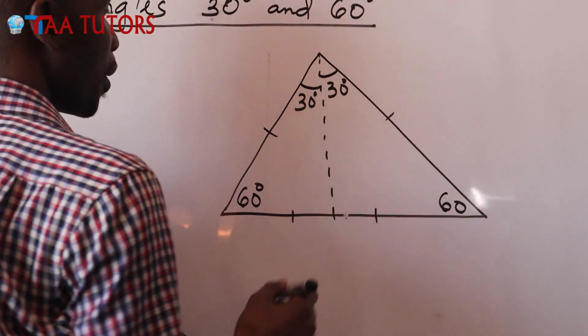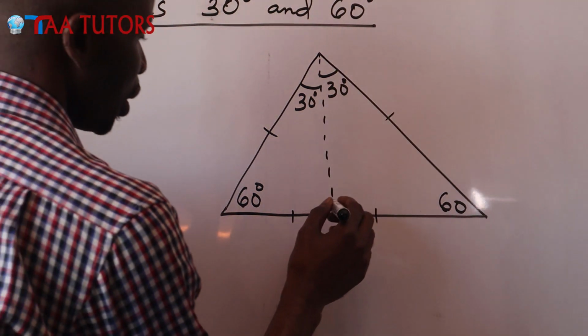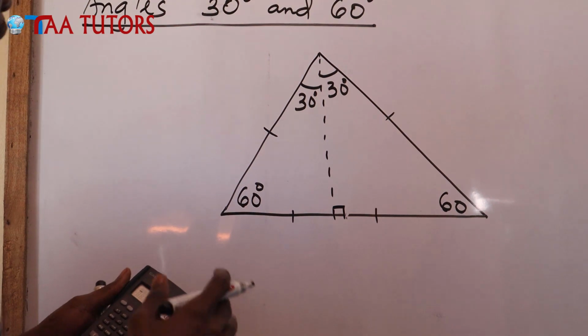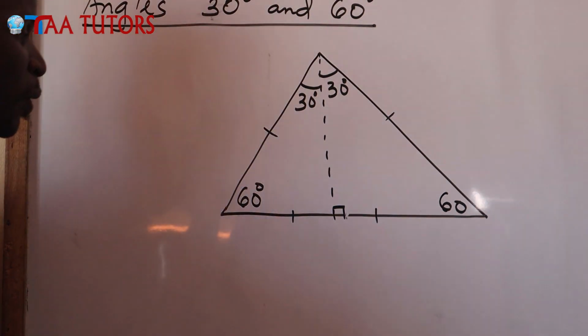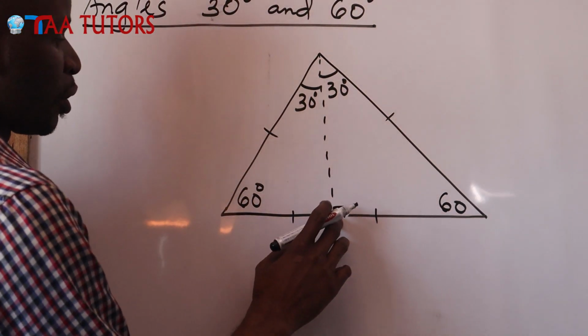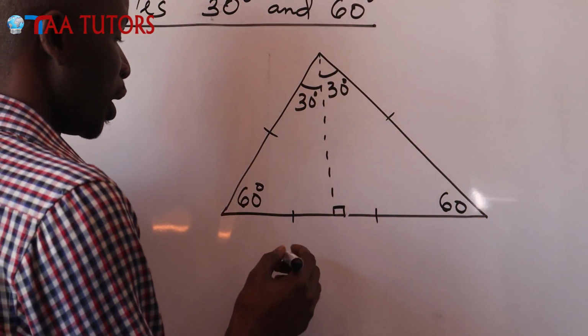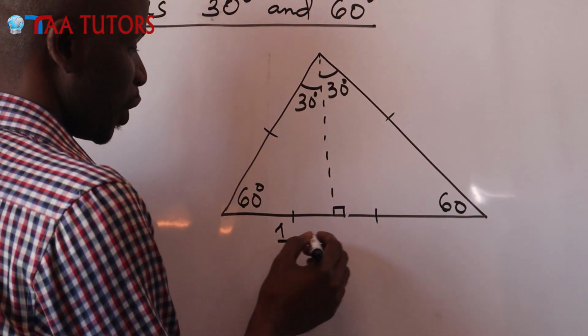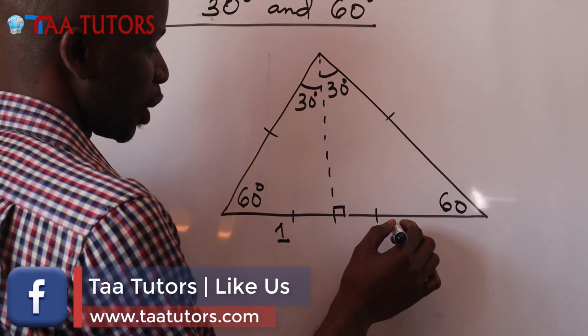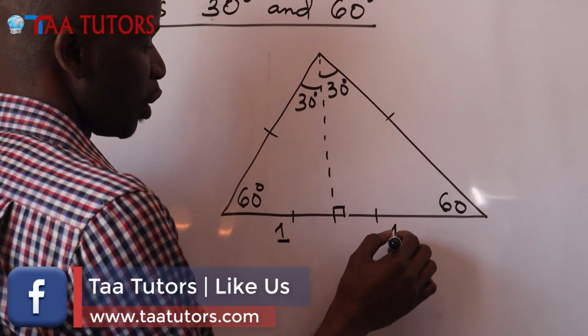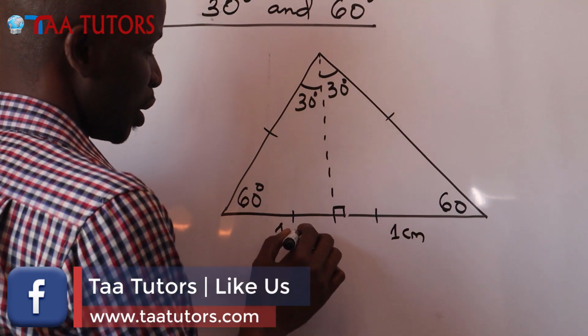It means that I have 30, and I have 60. Now this side can be any number, 10, 100, 50, x, y, z. Let me use 1. 1 for this side. If this is bisected into 2, this must also be 1 unit. Let's say 1 centimeter.